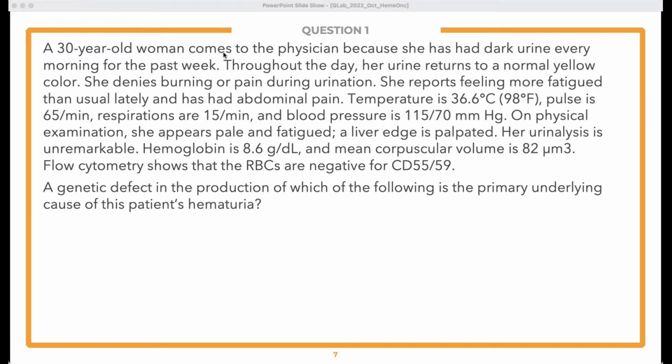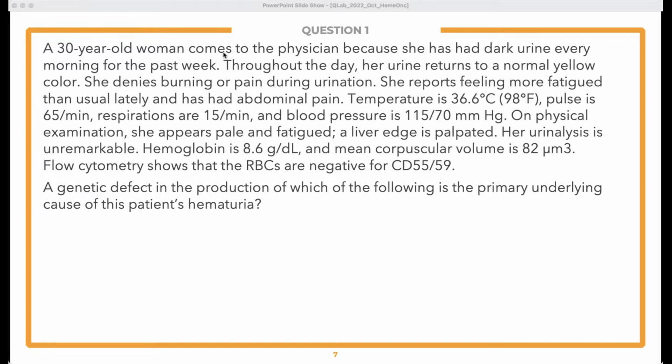On physical examination, she appears pale and fatigued. A liver edge is palpated. Her urinalysis is unremarkable. Hemoglobin is 8.6 and mean corpuscular volume is 82. Flow cytometry shows that the red blood cells are negative for CD55-59.